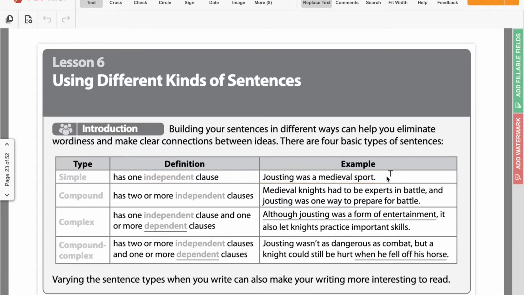So jousting was a medieval sport. He went to the store. He was shopping for tomatoes. He couldn't find tomatoes. Tomatoes were sold out. He had to go to a different store. There was none at that store either. We're just talking in a super simple way. It makes us sound a little bit like a robot, right?